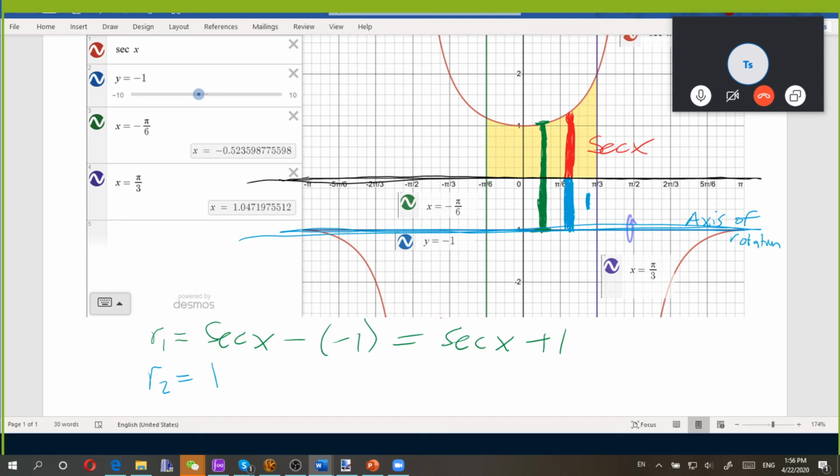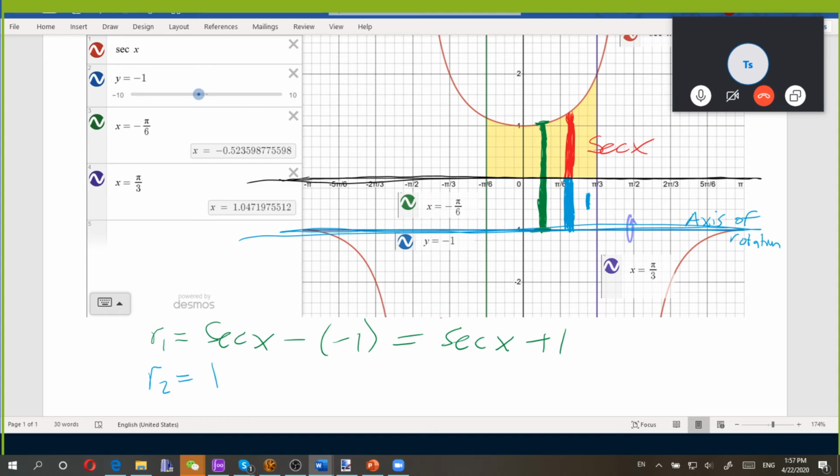So R1 is always your distance to the outermost function. That's the part of your area that's the furthest away from your axis of rotation, here in green. In this case it is secant x plus 1. R2 is always your distance to your innermost function, to the axis of rotation. The closest edge of the area to our axis of rotation would be from y equals 0 to y equals -1, a distance of 1.